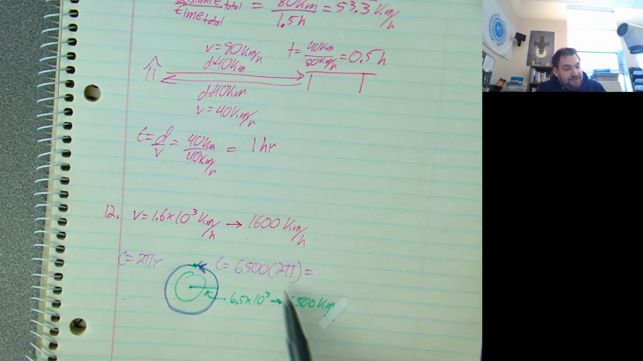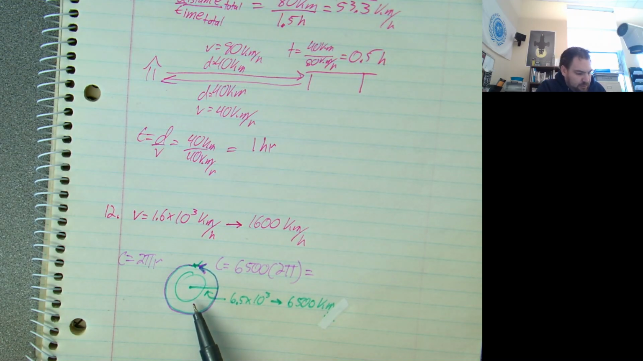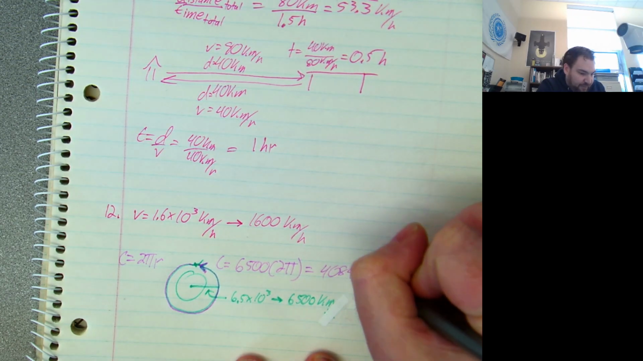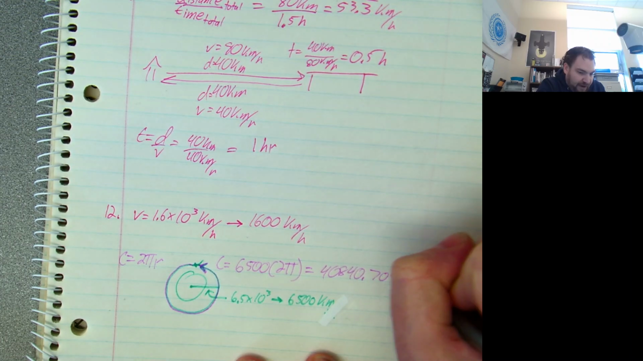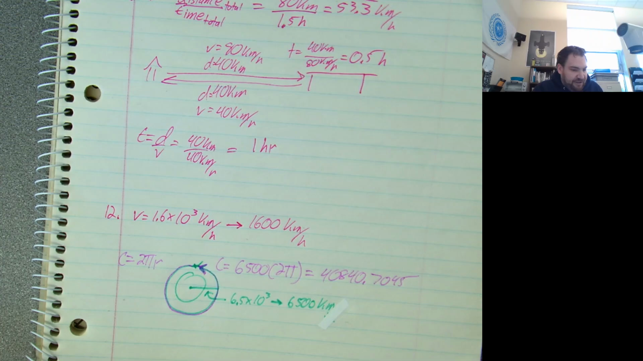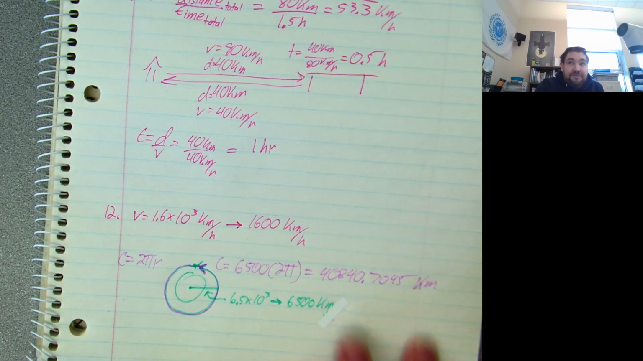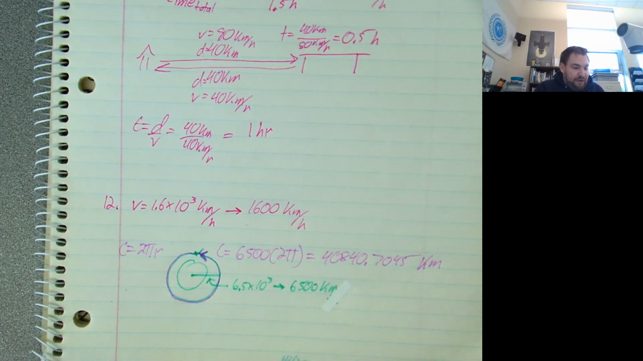So your circumference, or the length of the path around the circle, 6,500 times 2 times pi, is 40,840.7045. I'm not going to round till the end. So this becomes our distance in kilometers that the plane actually flew.